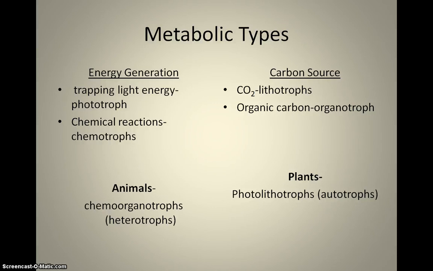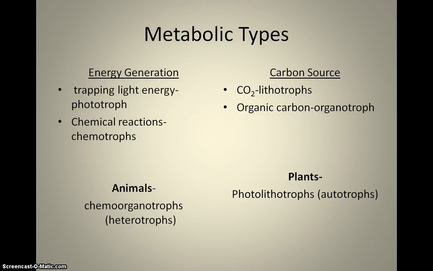Now, the carbon source: you need carbon because organic molecules, which make up all living things, are made out of carbon. It's one of the most important nutrients that you have in your chemical makeup as a living organism. So the carbon source is important in your metabolic type. Organisms that obtain their carbon from carbon dioxide are called lithotrophs, and those that get it from organic compounds are organotrophs.